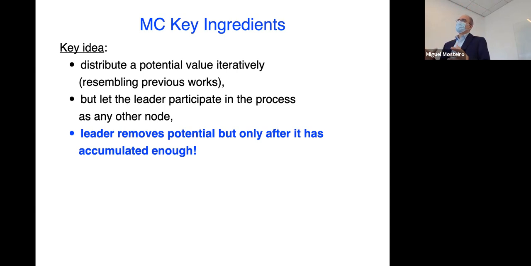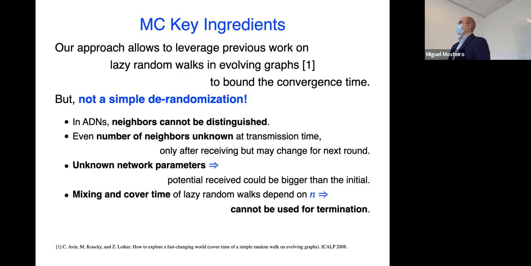These gossip-based algorithms usually are analyzed as random walks, and in particular in this case as lazy random walks. They are not sharing everything. They're just keeping part of the potential. But because there was a node that was distinguished, it was very difficult to apply these techniques for the analysis. So in this algorithm, in methodical counting, we let the leader remove potential, but only every now and then. During most of the time, the leader is sharing as everyone else. And therefore, we can leverage the previous work on lazy random walks.